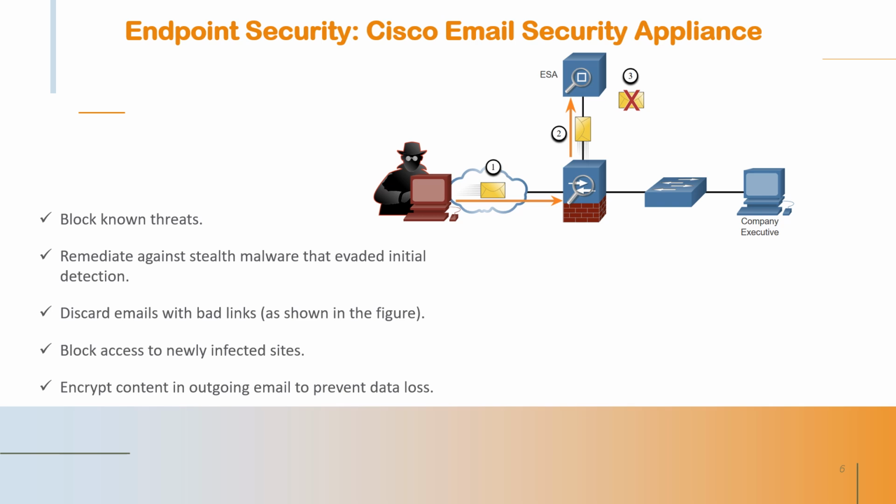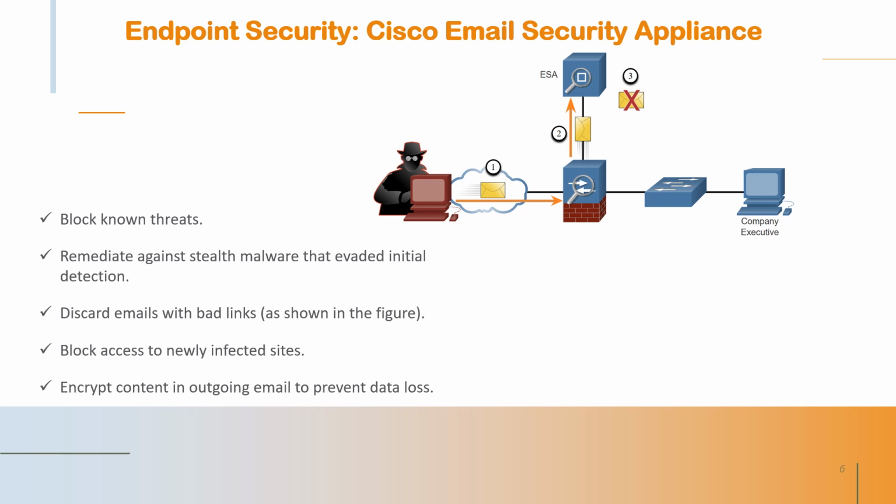And as you can see here in this figure, there is a threat actor that is trying to send a phishing attack to an important host of the network. The firewall forwards all email to the email security appliance. This device analyzes the emails, logs them, and if one is malware, will discard it.